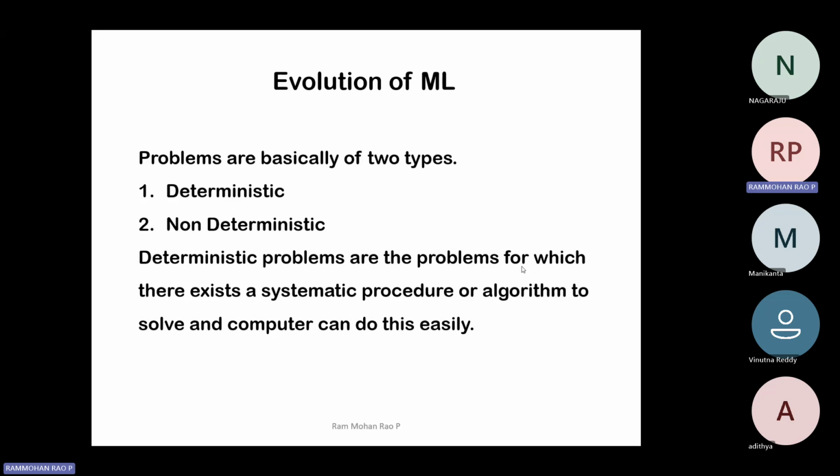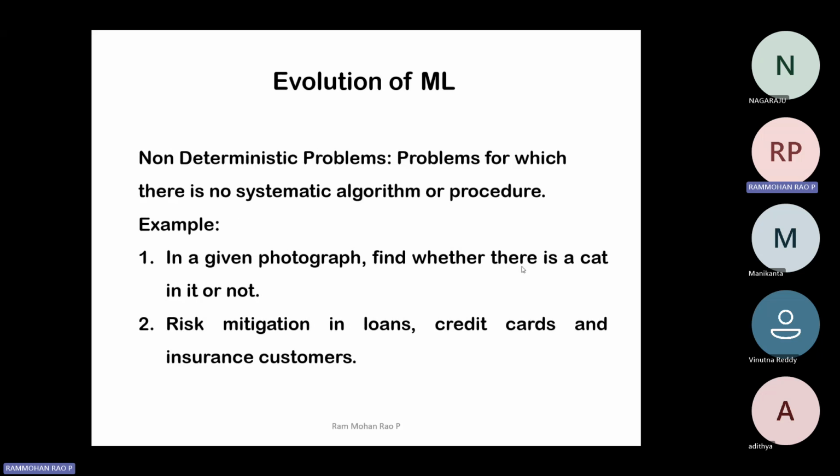There is another category of problems called non-deterministic problems. Problems for which there is no systematic algorithm or procedure are called non-deterministic problems. For example, imagine you have a photograph in your hand, right? Someone gave you a photo, or maybe I share a soft copy of an image, and I ask you to find whether there is a cat in that image or not. You will write some logic to find whether there exists a cat in that image, but that logic may not be applicable for all other images.